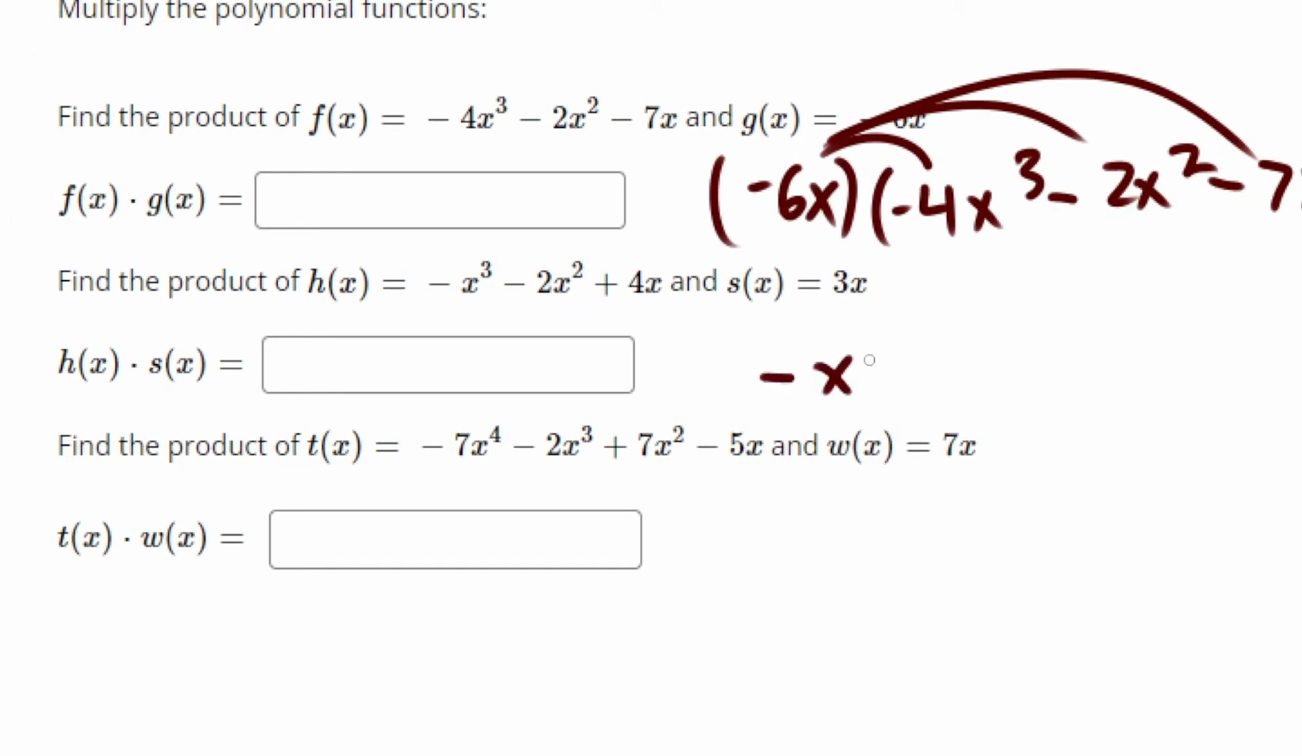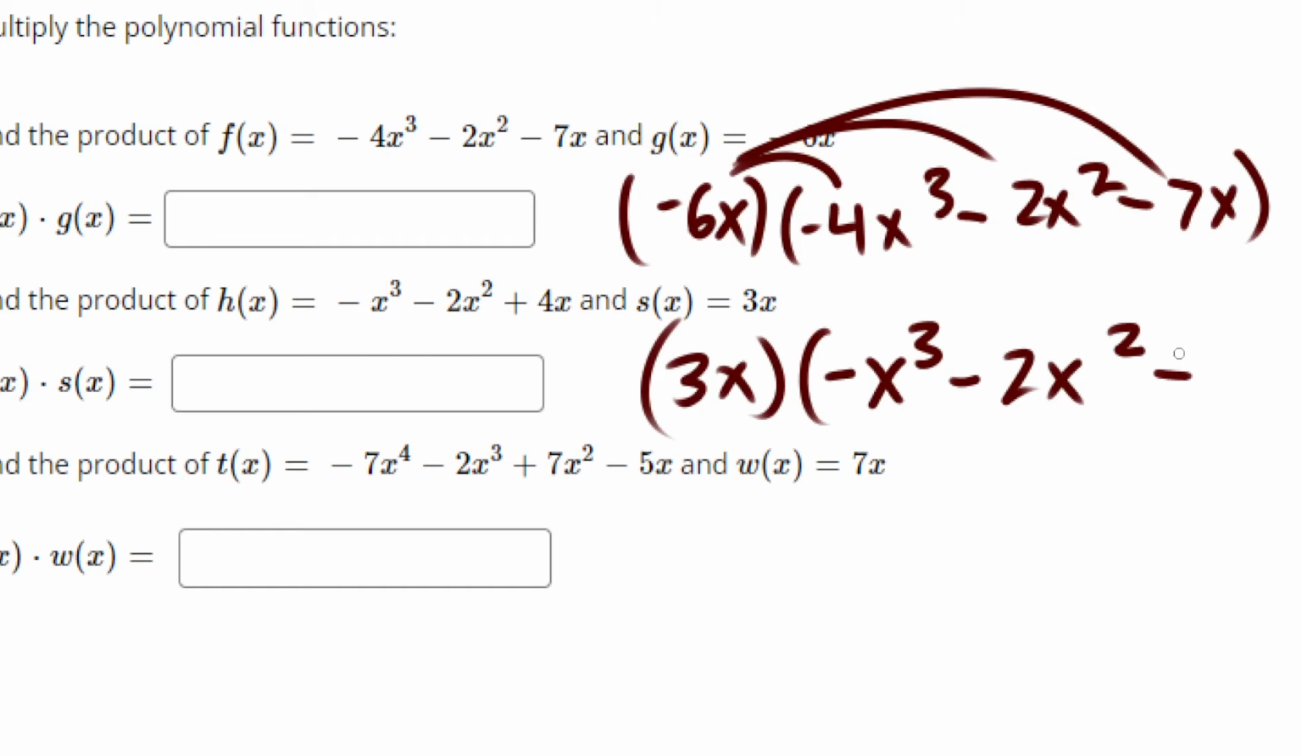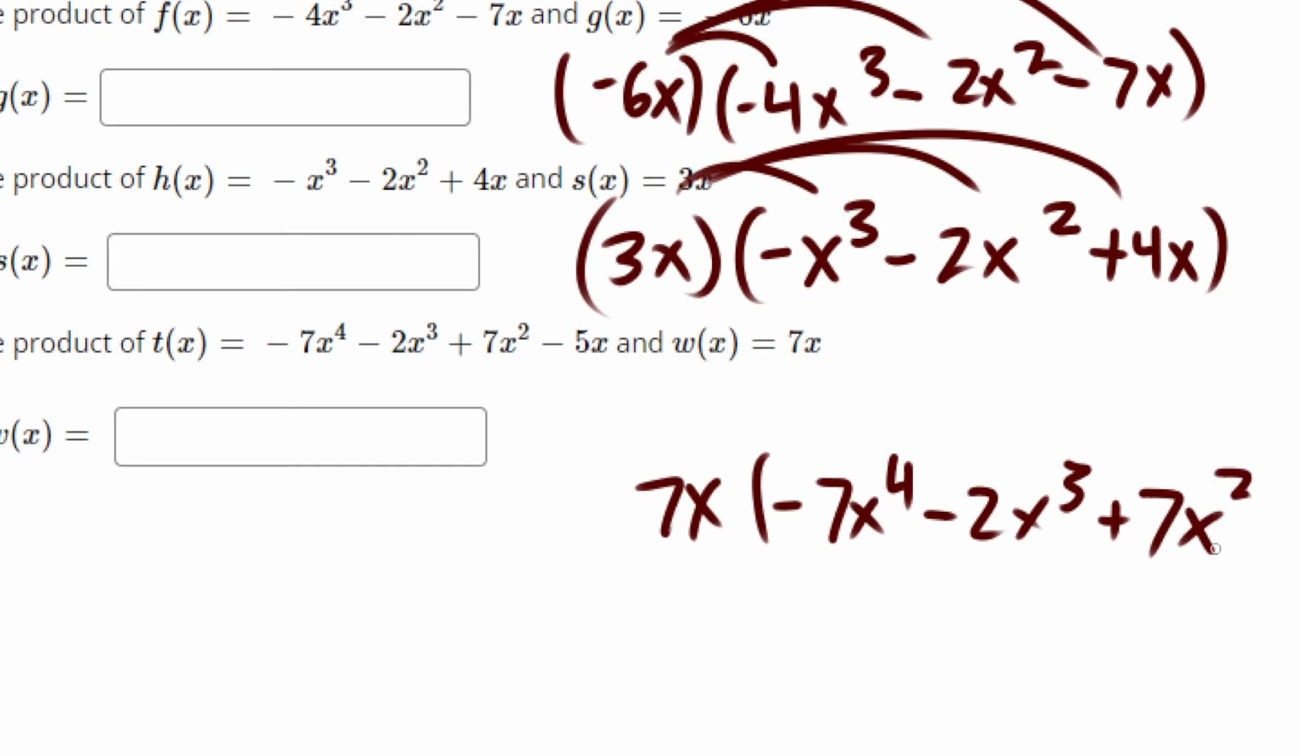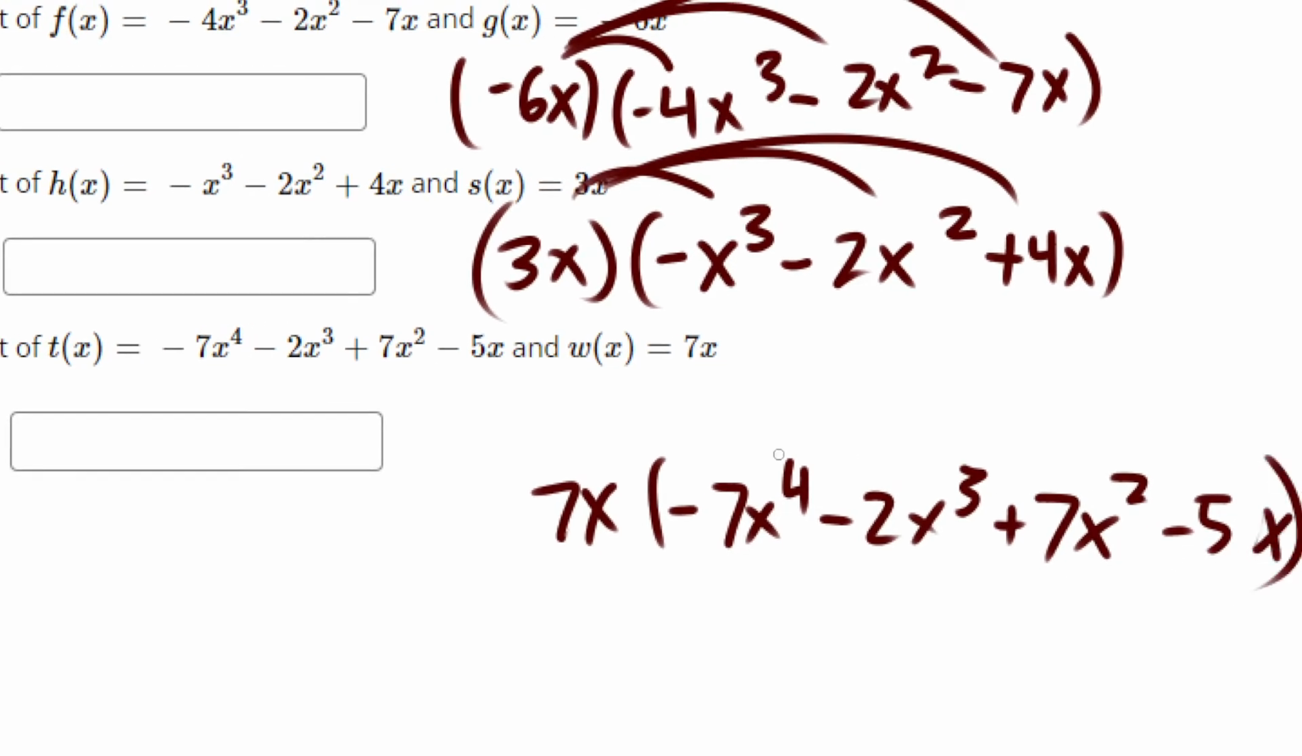You get negative x. Well, I like starting with the smaller ones just because it works better in my brain. But you can do it however you'd like. Negative x to the third minus 2x squared plus 4x, and then it'd be boom, boom, boom. And then finally negative 7x times negative 7x to the fourth minus 2x to the third plus 7x squared minus 5x. And then you do boom, boom, boom, boom. And yeah, that would be your work. And you'd need to actually multiply those out for the answer. And then combine like terms if that's an option.